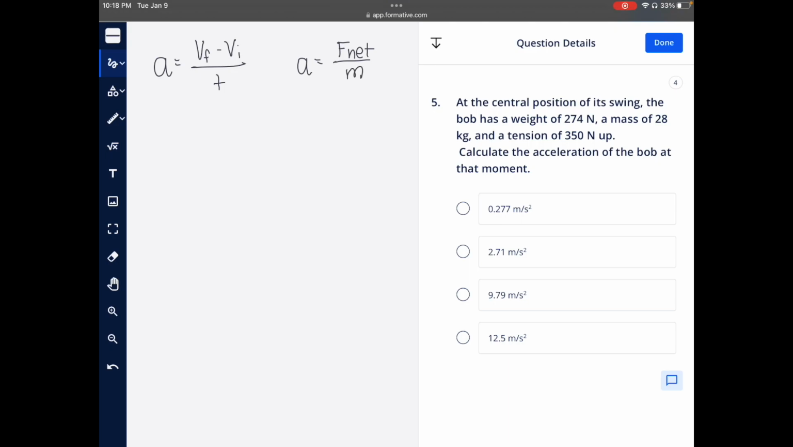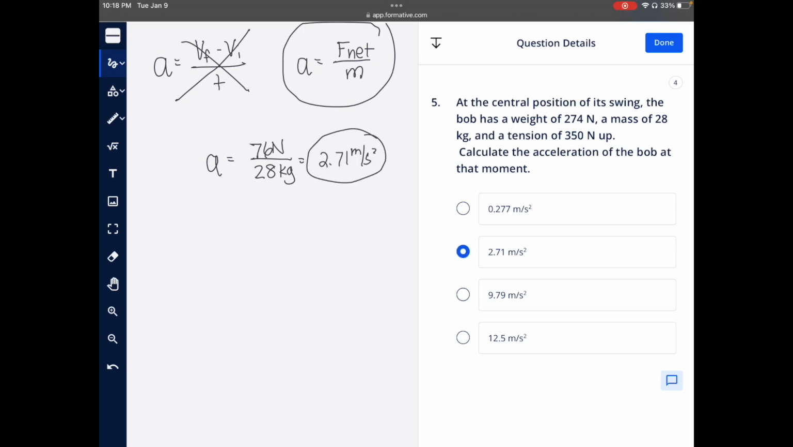But look at this information you have here, guys. We don't know the velocities, but we do know the net force. So a is equal to that 76 newtons net force that didn't cancel out, acting on 28 kilograms of mass. Dividing that out gets us 2.71 meters per second squared. The reason this makes sense to me is it can't be that close to 9.8. So this answer is not going to cut it.